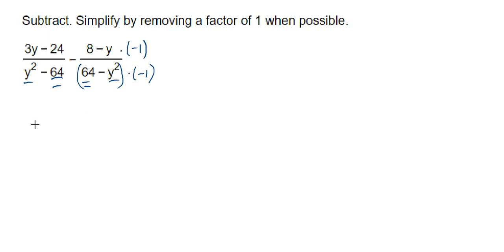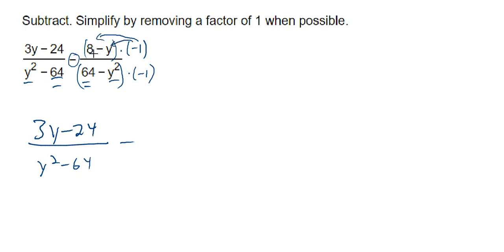Right, so the first fraction I'm not messing with. It's going to stay the same. 3y minus 24 over y squared minus 64. Minus, here I'm going to distribute this negative sign to the numerator, so I'll get -8 plus y on top. And on the bottom, I'm going to get -64 plus y squared when I distribute the -1 there.